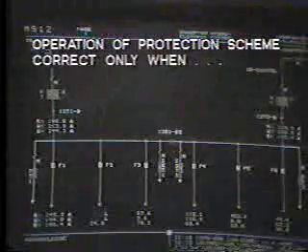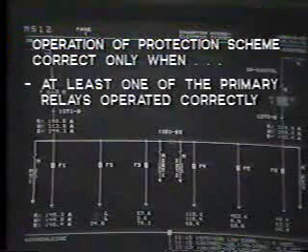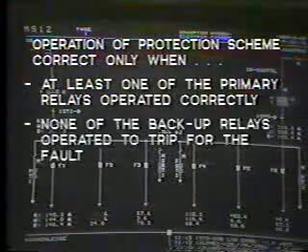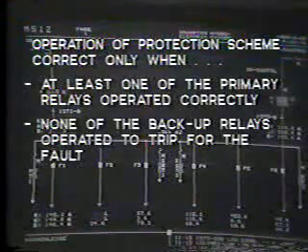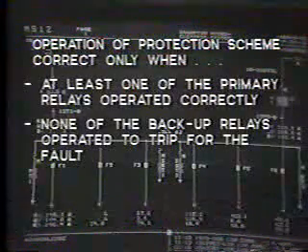In most utility companies, operation of the protection scheme will be classified as correct only when the following conditions have been met. That is, one, at least one of the primary relays operated correctly. Two, none of the backup relays operated to trip for the fault. And three, the faulty area was properly isolated in the time expected.